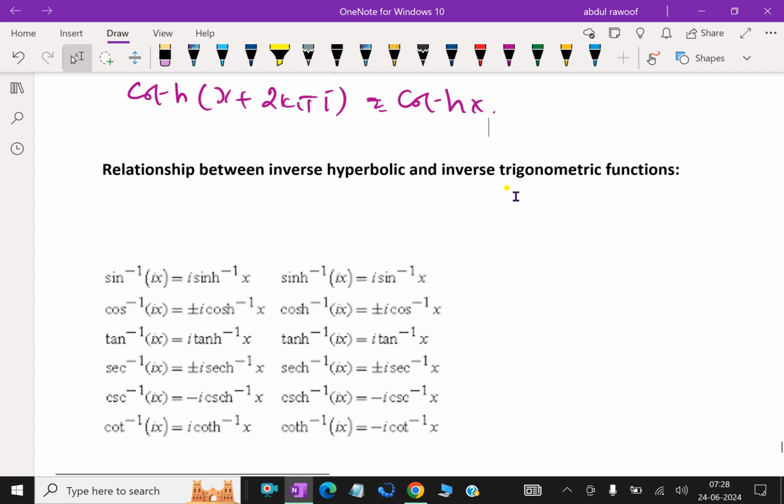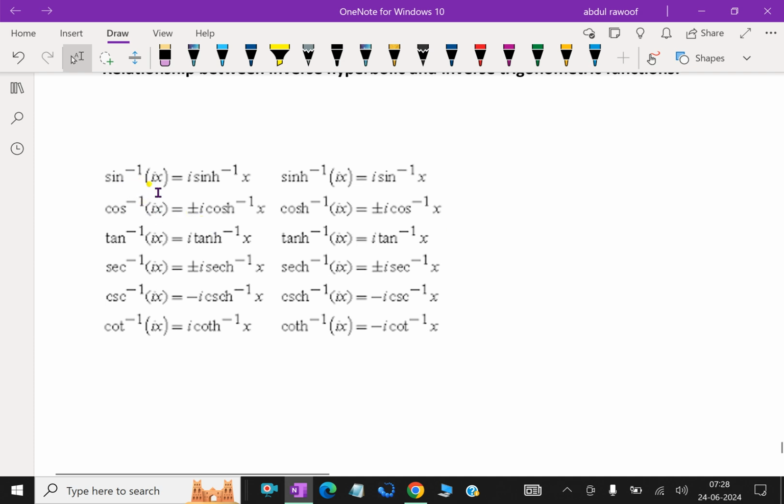Next, relationship between inverse hyperbolic and inverse trigonometric functions. Look here: sin inverse of ix equals i sinh inverse x, that i will come out. Here sine is the normal trigonometric function and here it is hyperbolic. Now, sinh inverse of ix equals i sin inverse x. And vice versa, cos inverse of ix equals plus or minus i cosh inverse x, and cosh inverse of ix equals plus or minus i cos inverse x. Like that for sech, cosech, and coth, where i is the imaginary part of the complex number.